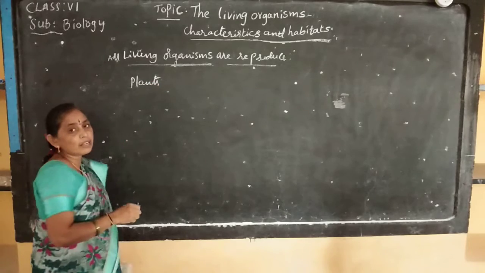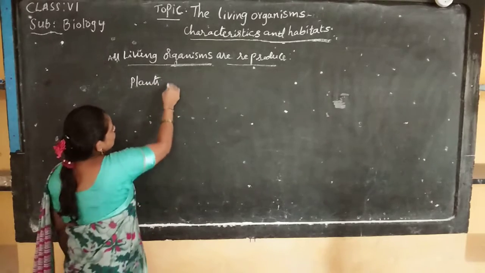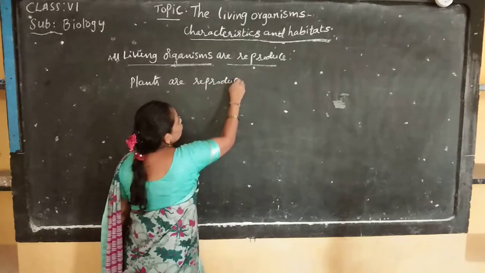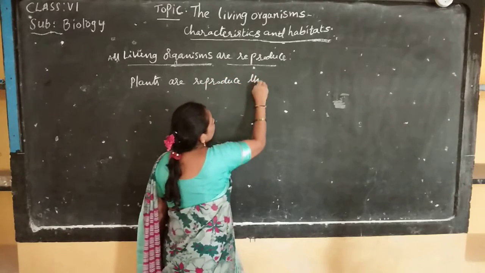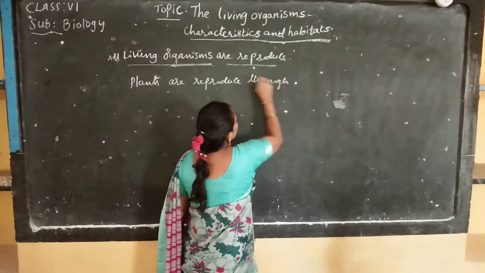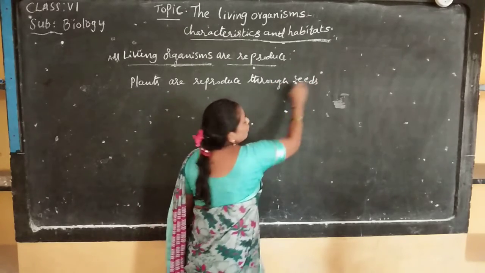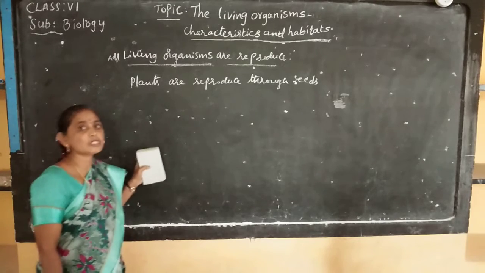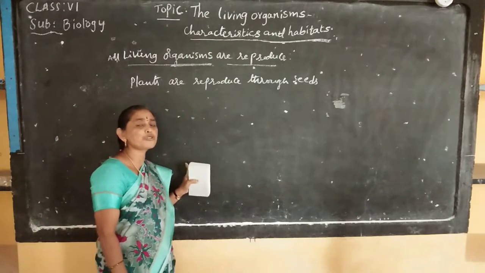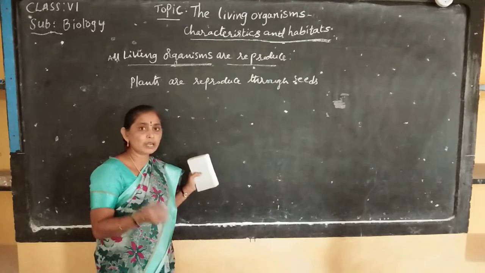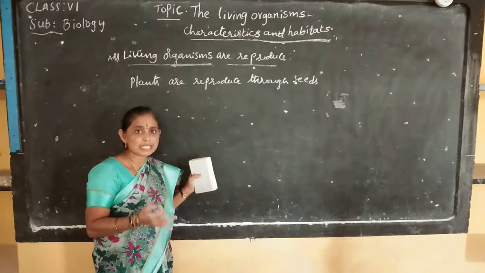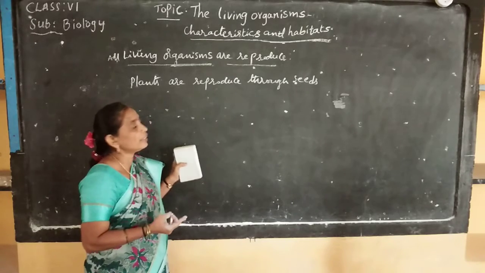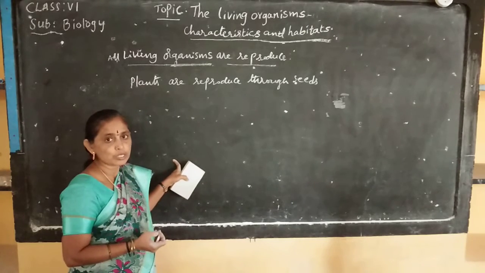Plants are reproduced through seeds. Most of the plants are reproduced through seeds. For example, groundnut, mustard, and coconut. These many types of plants reproduce through seeds.